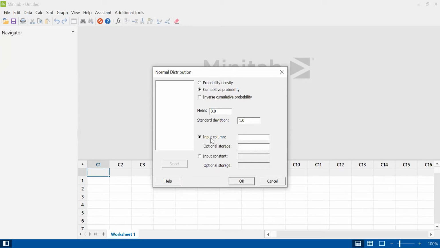Now here it asks for input column or input constant. Input column means I have a whole bunch of data values in a column over here, and I want to find the probability of all of those values individually. I don't have that. I just have the one value of -2.2. So I'm just going to come up here and plug in -2.2. Okay, I can click OK.